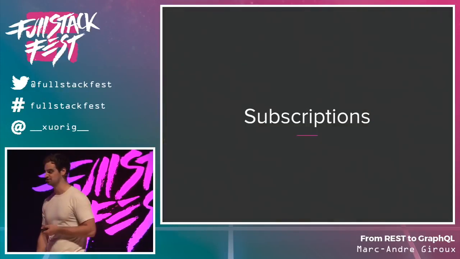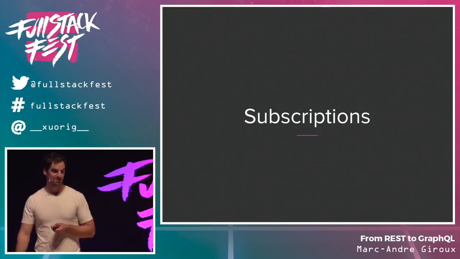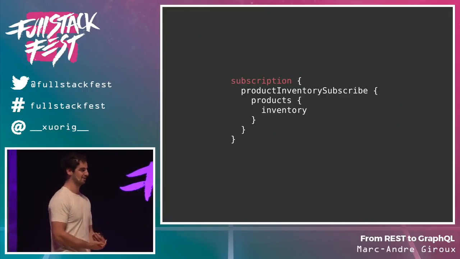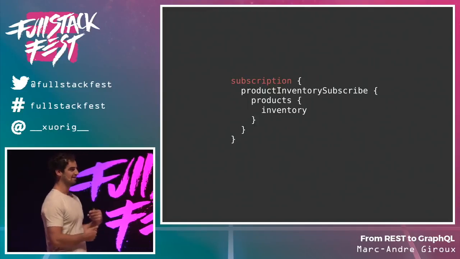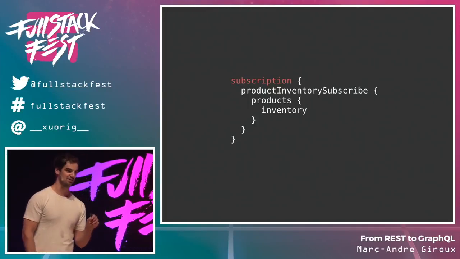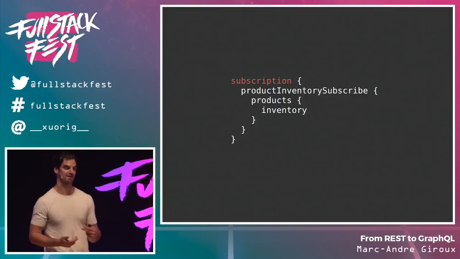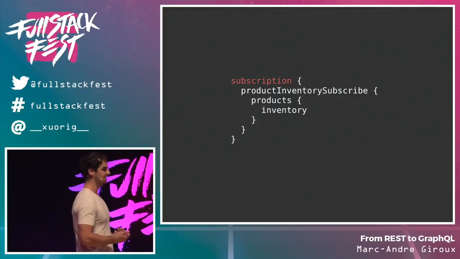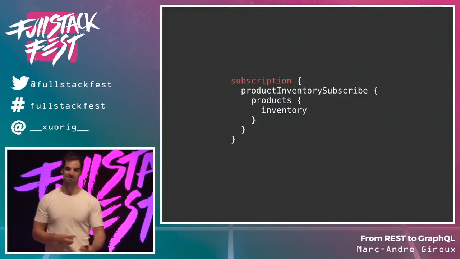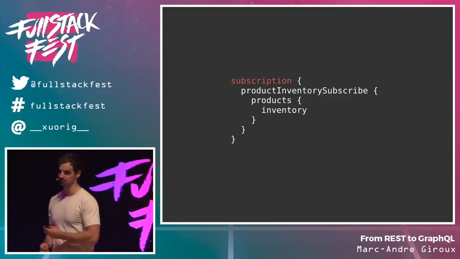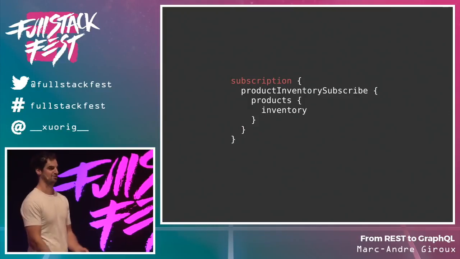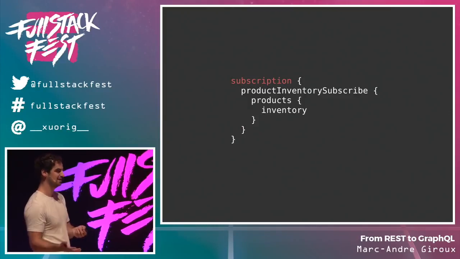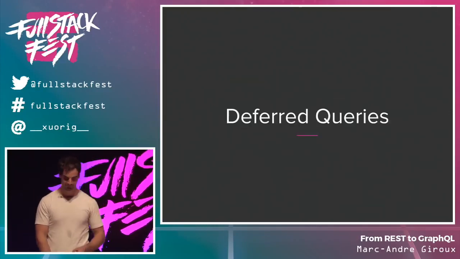One example is subscriptions. Subscriptions are pretty much like a query, a read, except you're telling GraphQL, I want that now, but also as soon as it changes, and every time it changes, I want updates. So you can imagine this could be implemented with WebSockets or server-side events, but GraphQL doesn't force you to use any technology. If you implement the spec, you can use whatever you want.